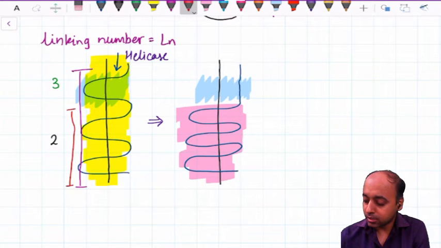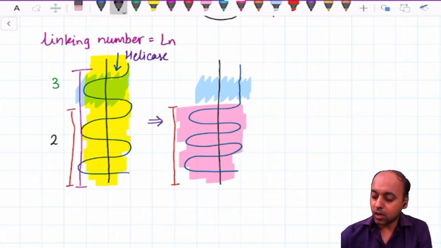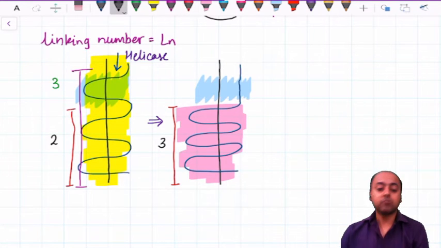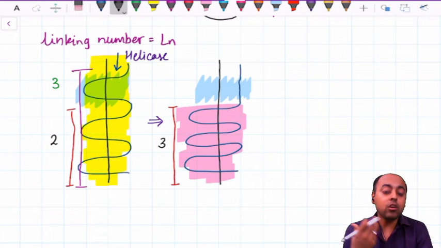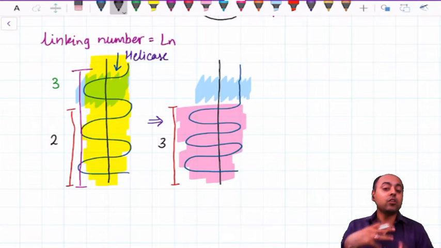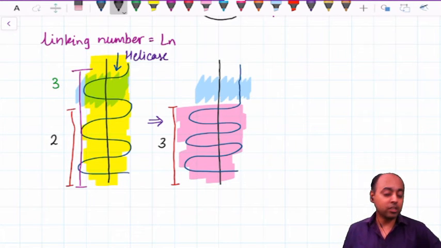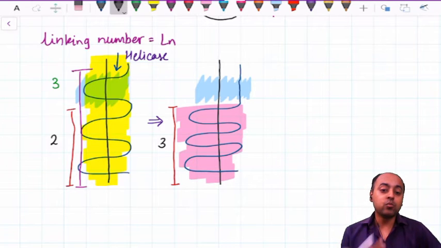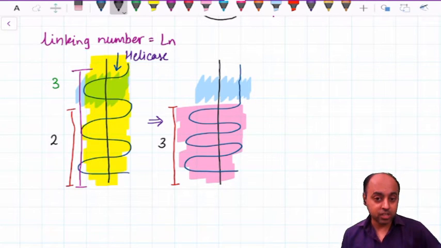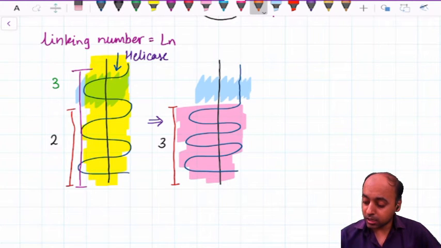Previously, note, in this area the linking number was 2. Now the linking number has become 3. When the linking number increases in a given length, it causes the torsional strain, and when the torsional strain becomes too much, it will cause the supercoiling. Supercoiling is a problem because it will prevent the further unwinding. So we must remove this torsional strain.